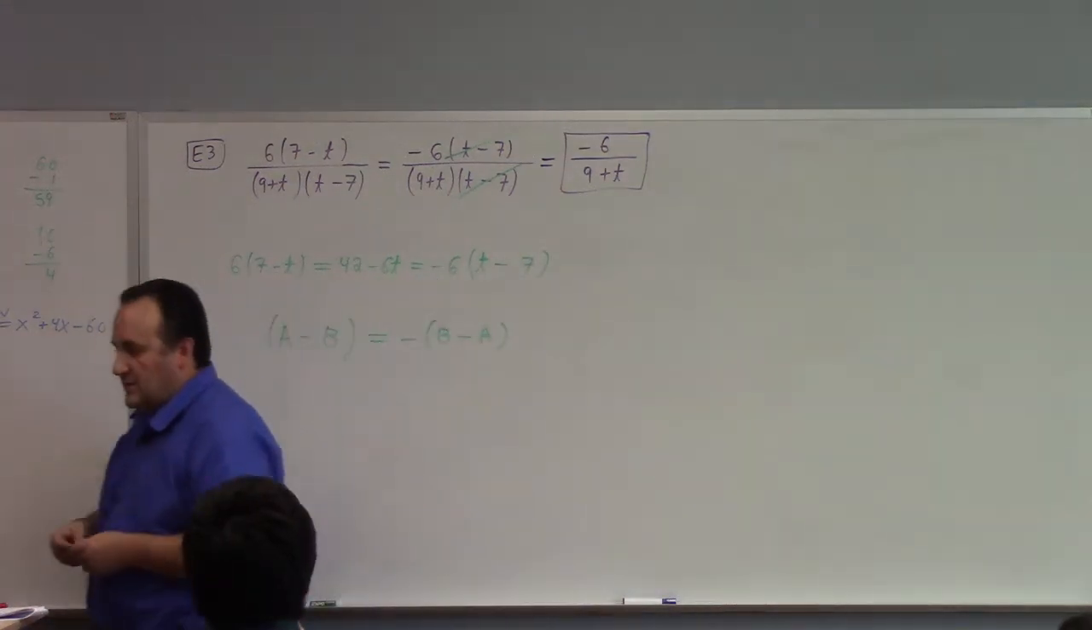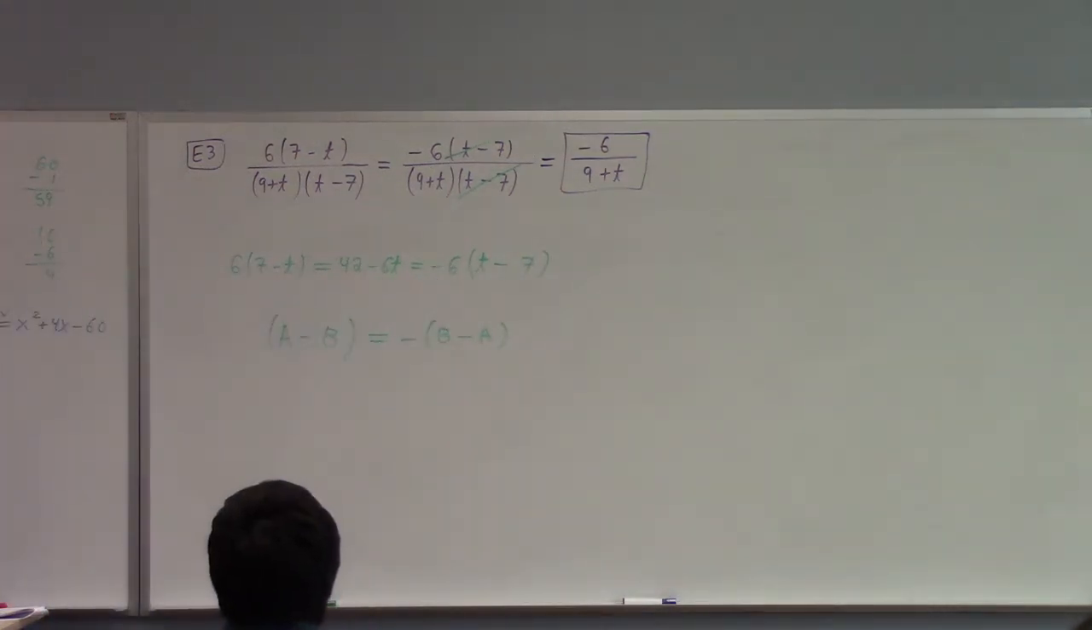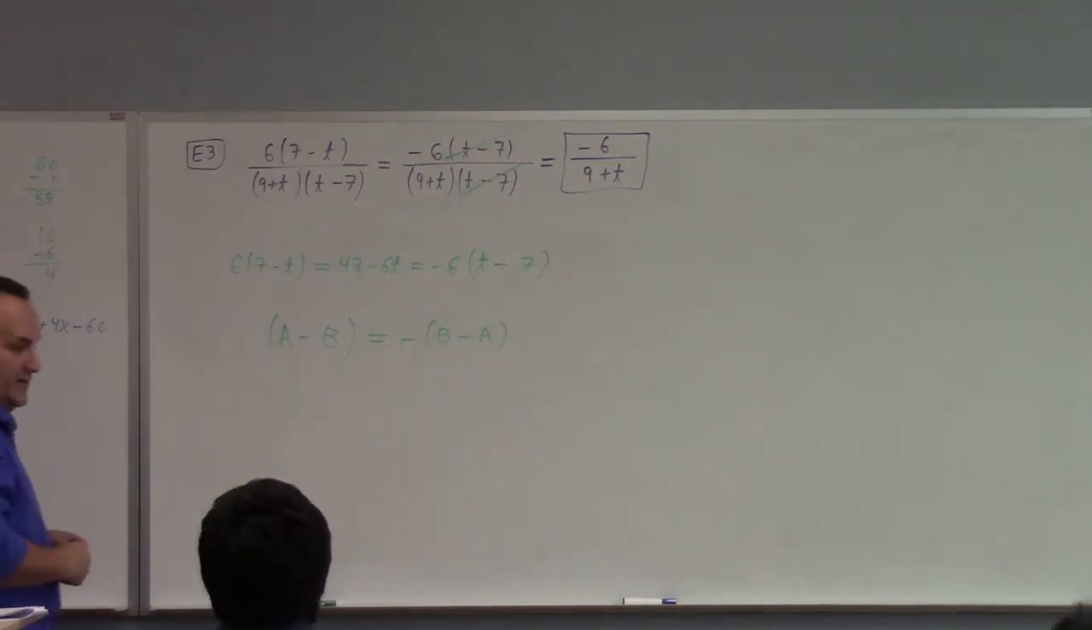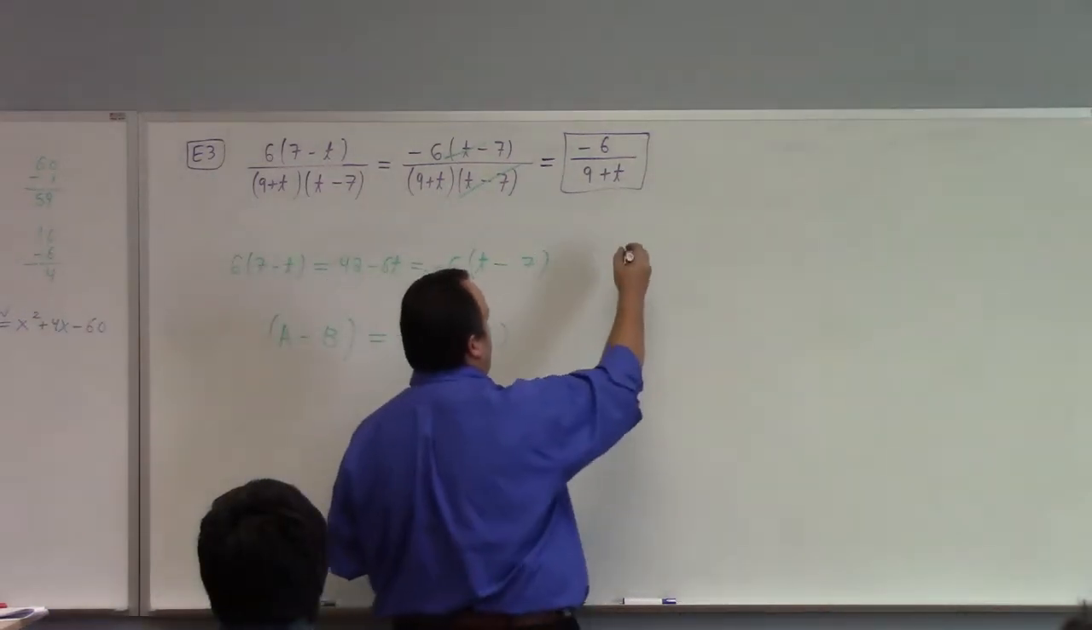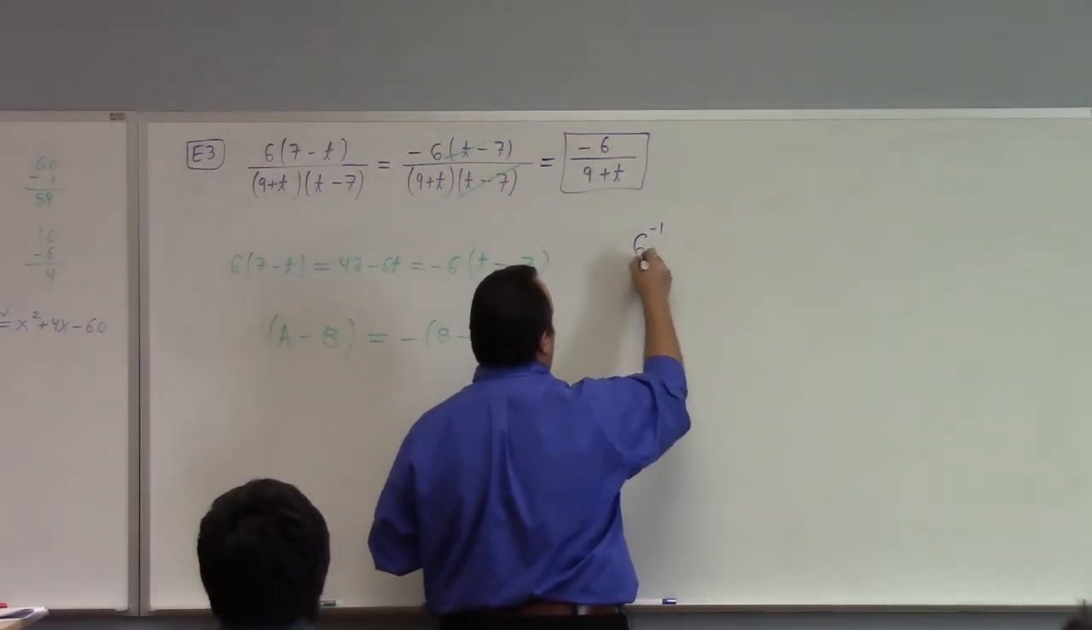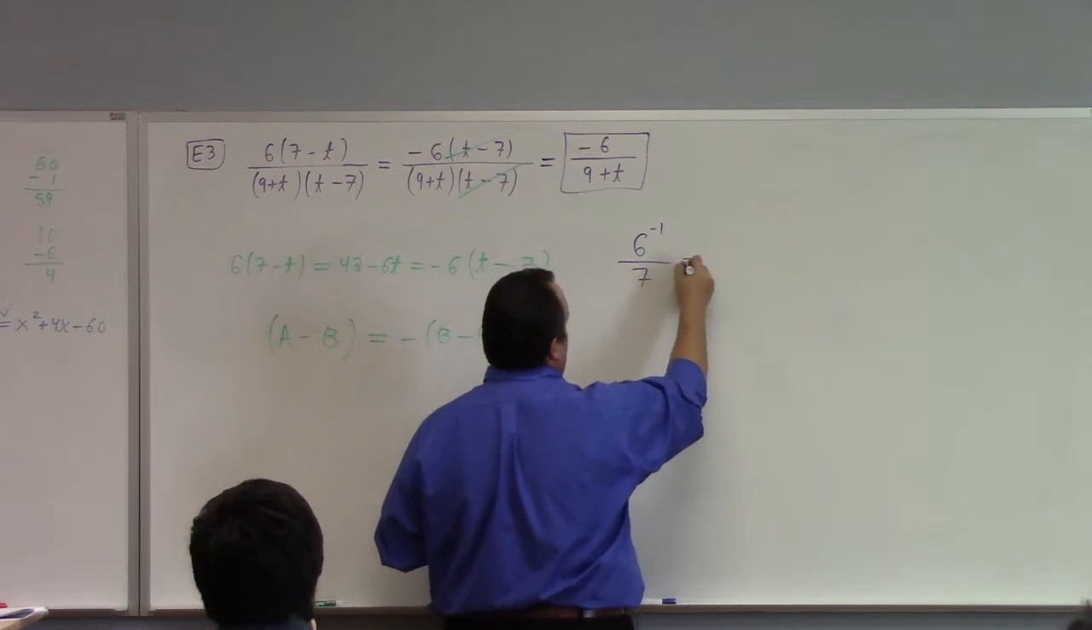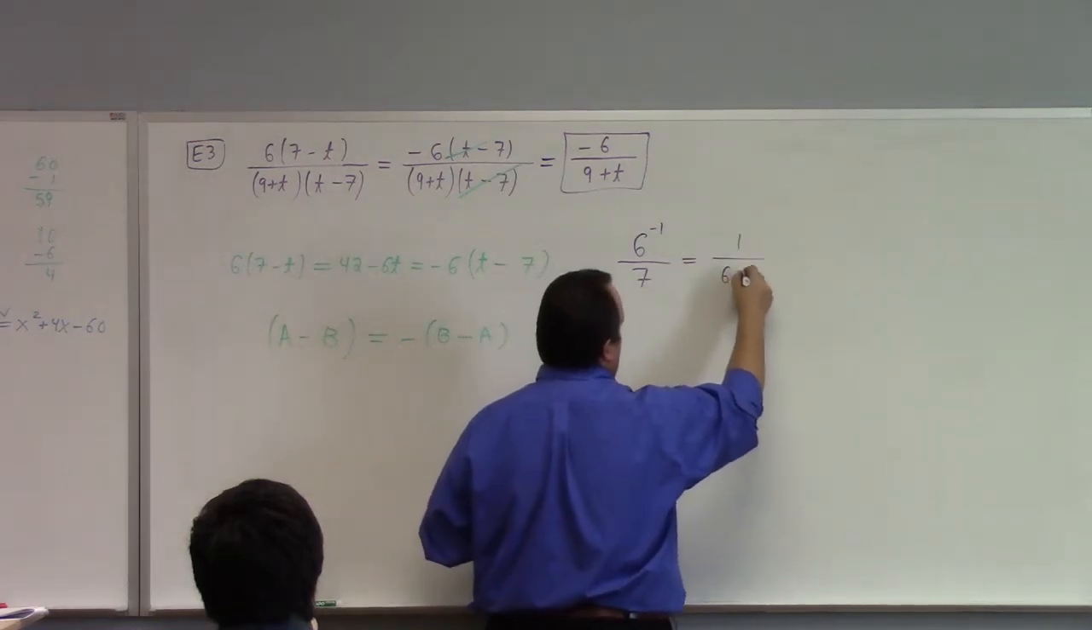And so the instructions on all of these are to simplify the rational expression and put it in lowest form or something like that. Yep. Would you also move the 6 into the denominator and make it positive, or is that a different scenario? Oh, we can't do that. What you're thinking of, I know what you're thinking of. If I had, let's say, 6 to the minus 1 over 7, then that is 1 over 6 times 7. That's what you're thinking of.